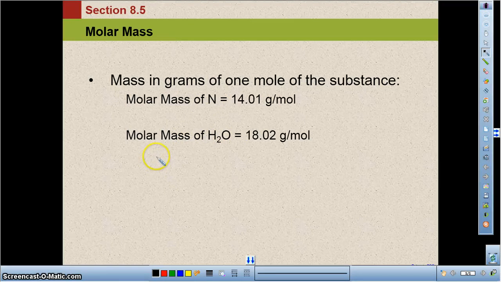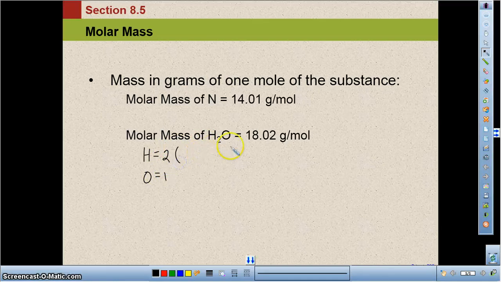Again, there's a method to the madness, so you need to make sure that you pay attention and write down the problem just like I do it. We're going to start with writing down each element that we have. So we have hydrogen and we have oxygen. We write down the number of each, so we have 2 hydrogen and we have 1 oxygen.